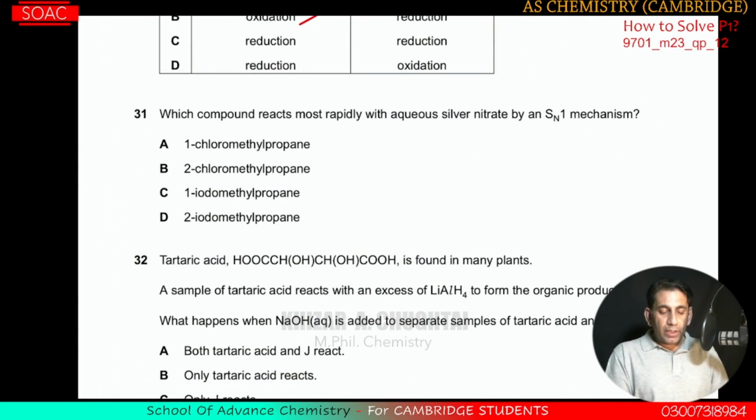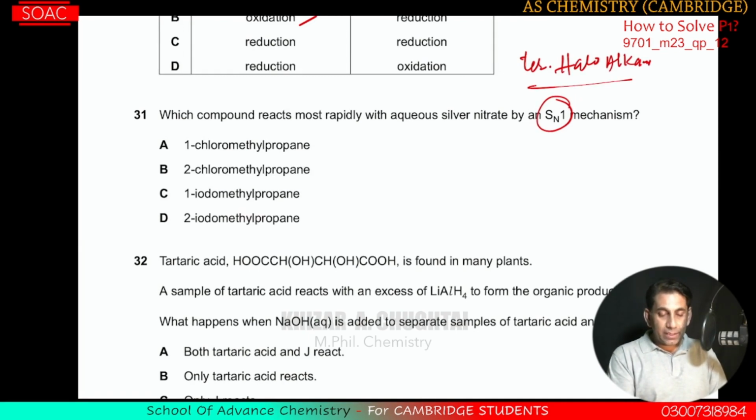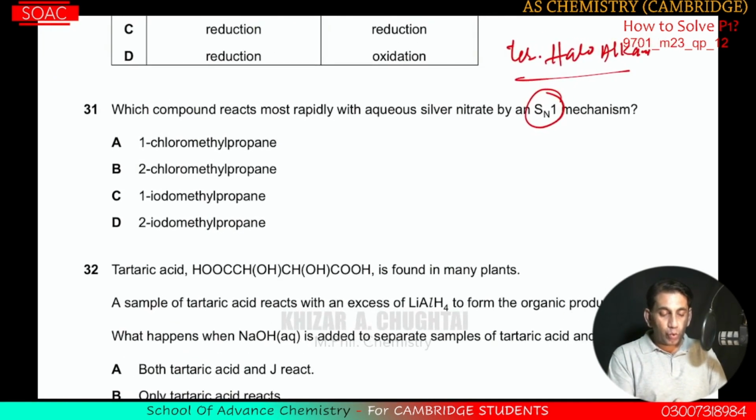31. Which compound reacts most rapidly with aqueous silver nitrate by SN1 mechanism? Who is supposed to follow the SN1 mechanism? Tertiary haloalkane. Tertiary haloalkanes are supposed to give the reaction by SN1 mechanism. So which one is the tertiary haloalkane? Number 1. Number 2, most rapidly.